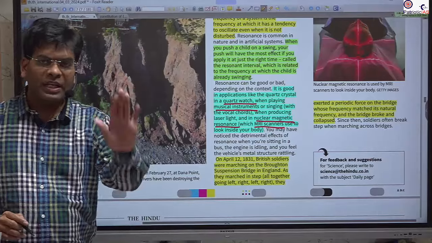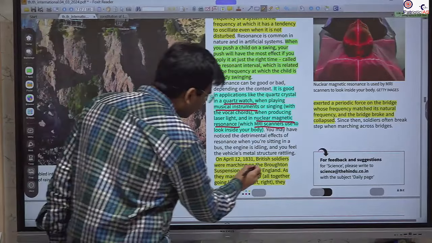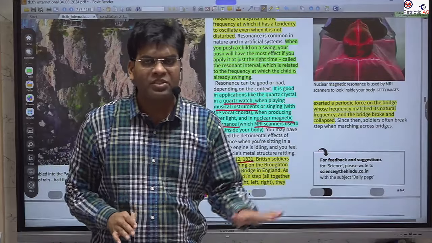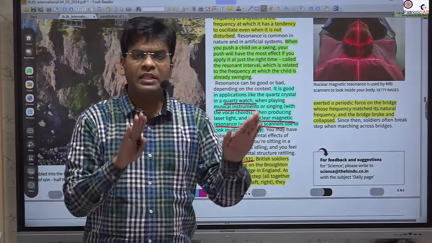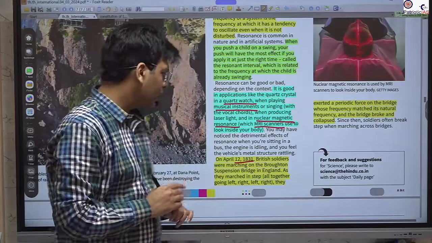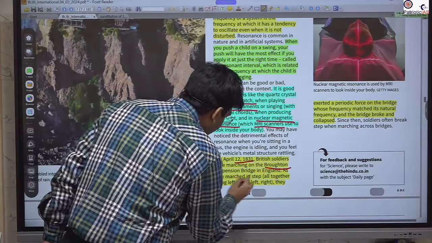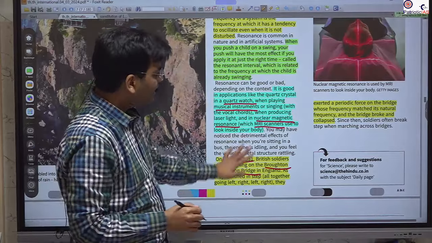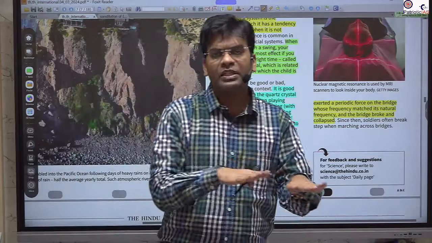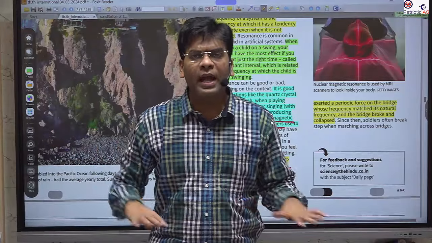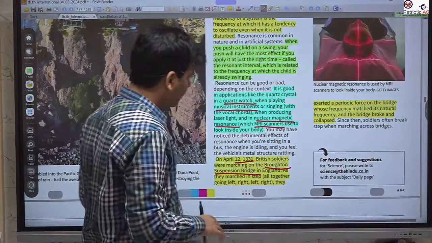And there is an event in 1831 when British soldiers were passing through a bridge, and they were marching with the natural frequency of the bridge. The name of that bridge was the Broughton Suspension Bridge. Their footstep frequency matched the frequency of the bridge and it collapsed. So this is known as a tragedy.